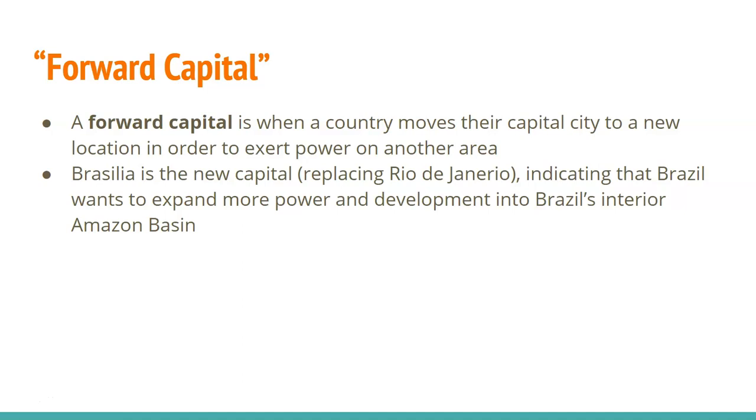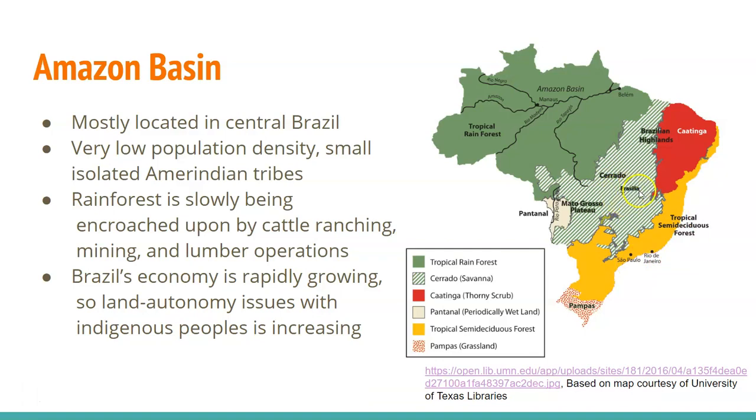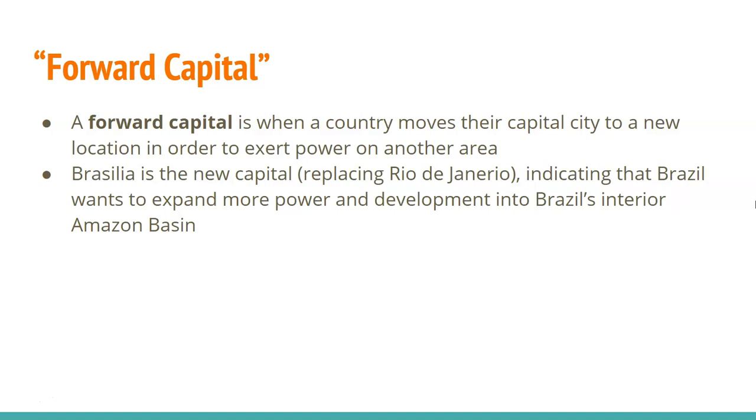In this case, we were moving from Rio de Janeiro. Rio de Janeiro is not the capital of Brazil, neither is Sao Paulo, but Brasilia, which is much more in the interior, is the current capital of Brazil. And this was very much about being on the coast. Yeah, we get it, you've got a nice port city, but there's less access to exerting power onto the interior. And if we're trying to get into the interior, it's to have more cattle ranching and more soy operations. So the movement of Brazil's capital farther into the interior is an example of that forward capital. Okay, so trying to expand more power and more development into Brazil's interior Amazon basin.